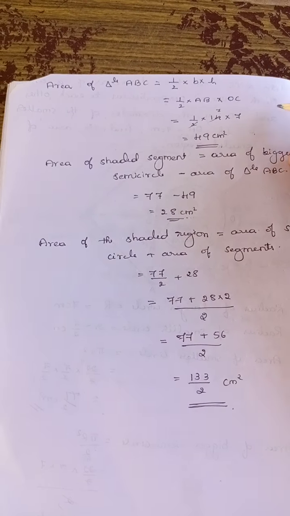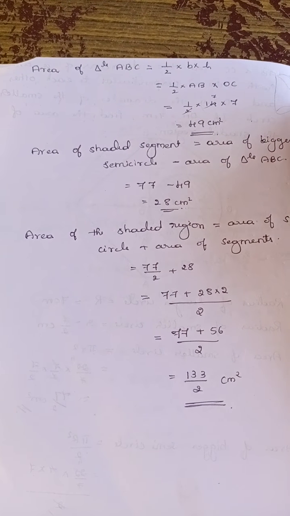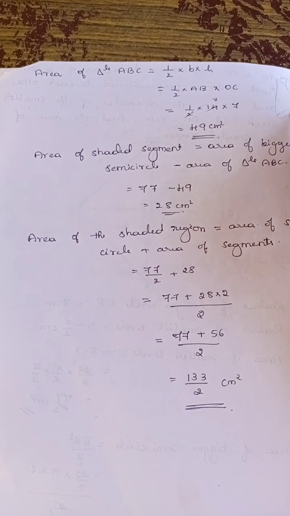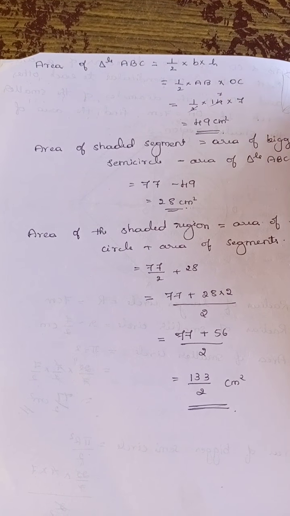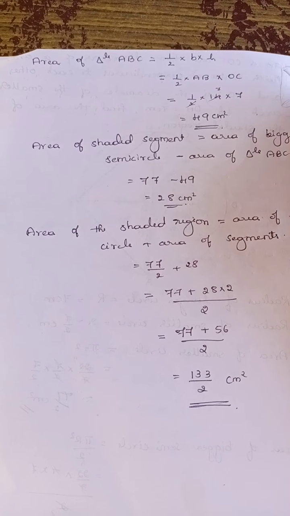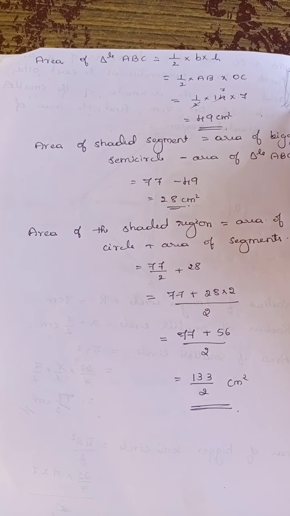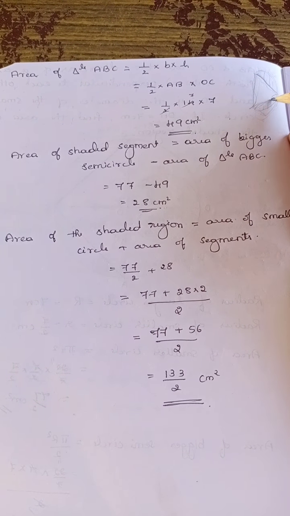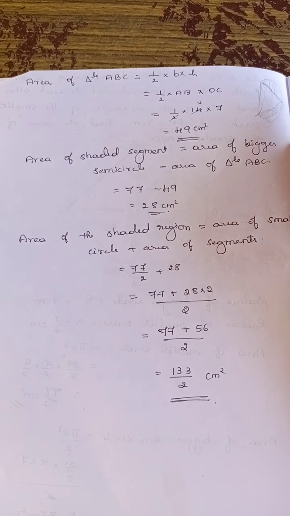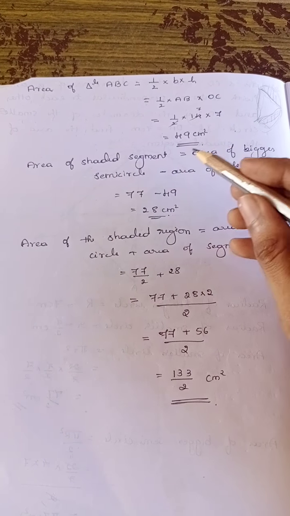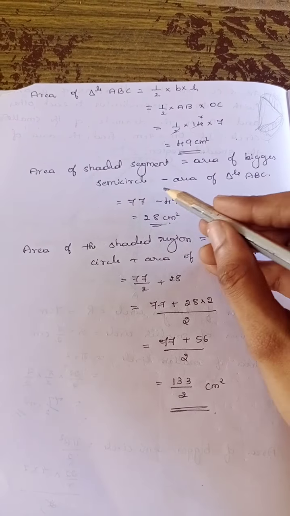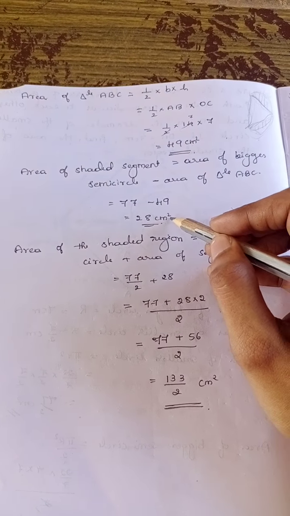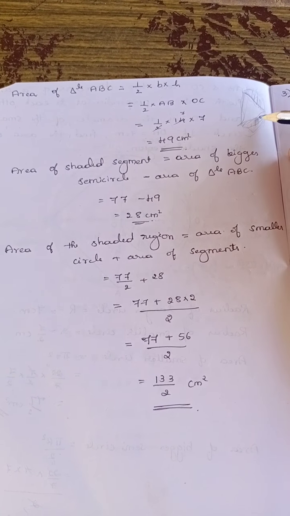Now the area of the shaded segment. In this half semicircle, this much is the shaded portion. The area of this shaded portion is equal to the area of the semicircle minus the area of the triangle. This is the whole semicircle. If we subtract this triangle, we will get the shaded portion. Therefore, area of the bigger semicircle minus area of triangle is equal to 77 minus 49, that is equal to 28 centimeter square. This is the area of this shaded portion.